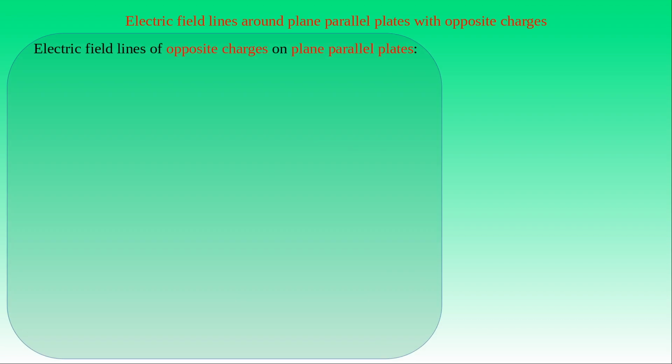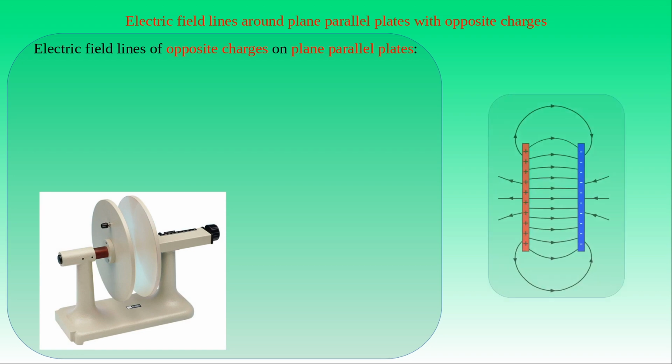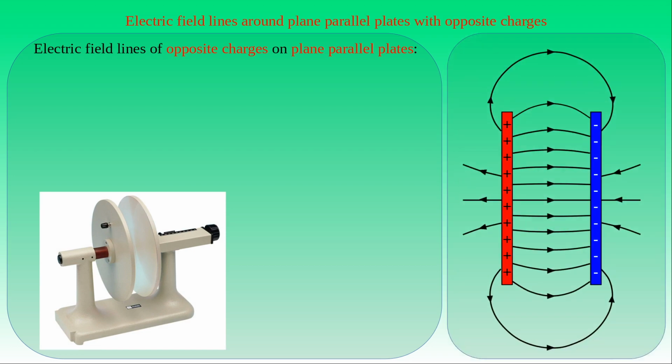The next example is the visualization of the electric field around charged surfaces, where we depict the electric field lines in the vicinity of opposite charges on two plane parallel plates. The photo shows an apparatus with two plates separated by a distance which can be adjusted by turning a screw. This is the cross-sectional view of the two identical plates, where the plate on the left-hand side has positive charge and the one on the right-hand side has negative charge. The charges are evenly distributed throughout the plates.